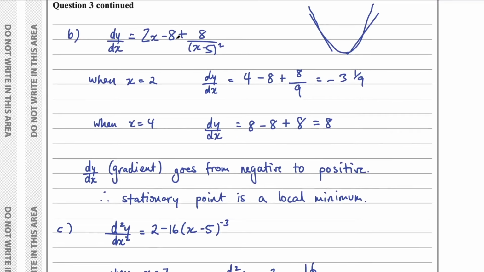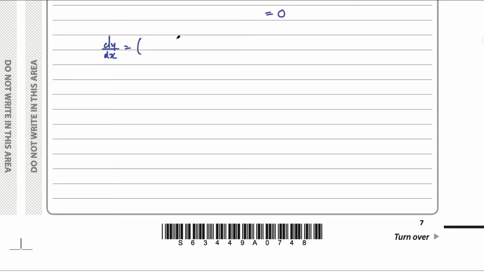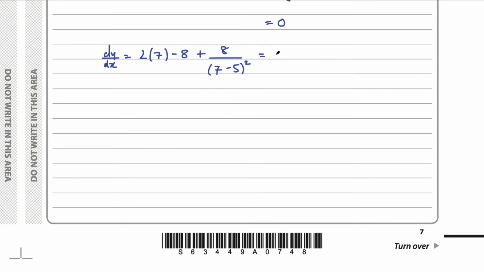That was 2x take 8 plus 8 over (x take 5) squared. So here we would have 14 take 8 plus 8 divided by 2 squared. 8 divided by 4 would be 2. So then this is equal to 6 plus 2 would be 8. So the first derivative at x equals 7 is 8. Therefore, we know the gradient is not 0, so it's not a stationary point of inflection. It's a non-stationary point of inflection. So therefore, we can say there is an inflection point at x equals 7.